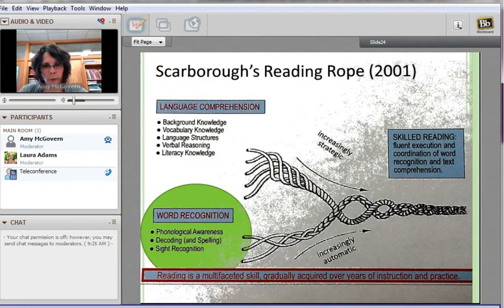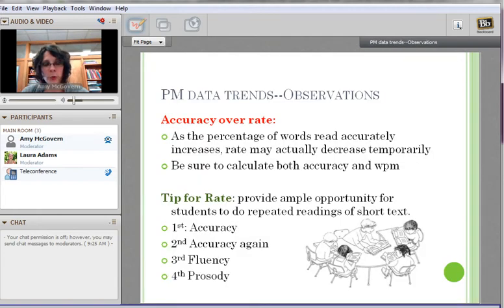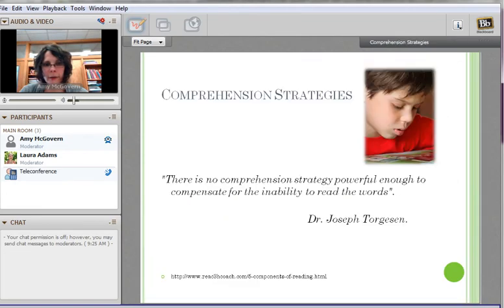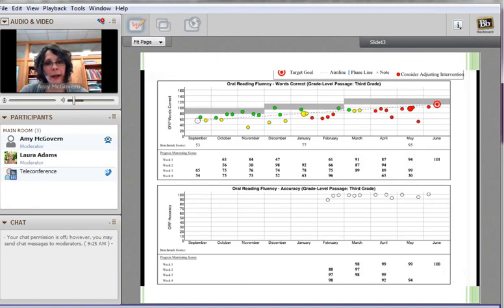Okay, so coming back to that rope, the green box has been very heavily researched, and what I shared you can find in great detail in Moats's book, Speech to Print. Okay, so what happens for kids when we're looking at the progress monitoring data and we see that they are really not accurate? If we go back to that slide that shows a graph, I'm just going to slide back there. Sorry, I know that's really distracting, and I do it.